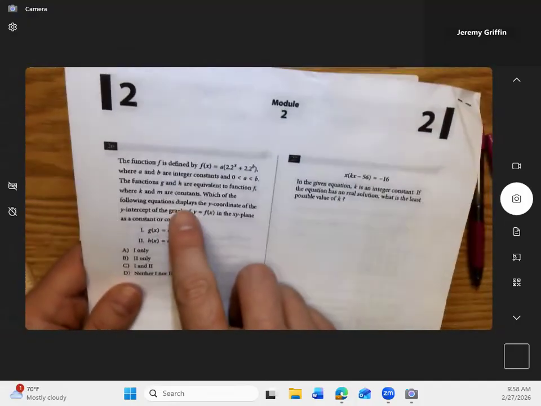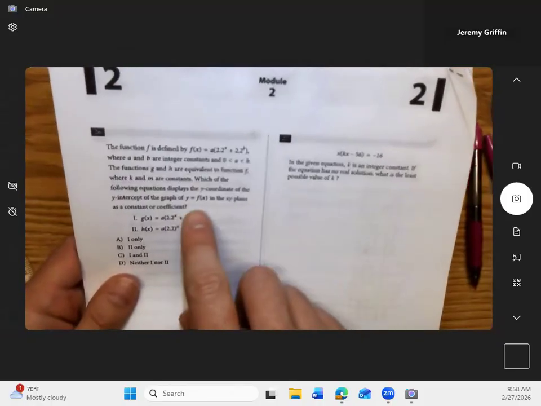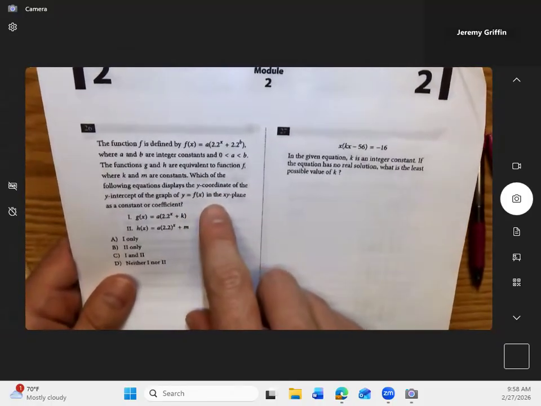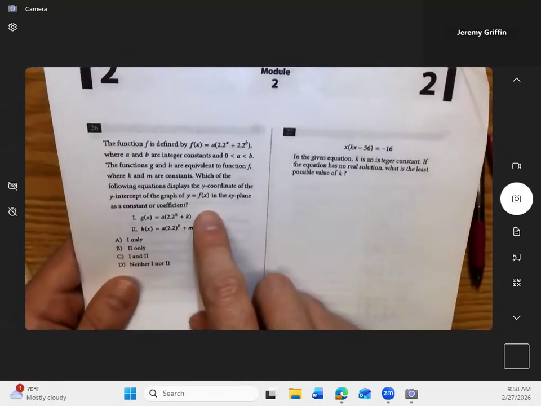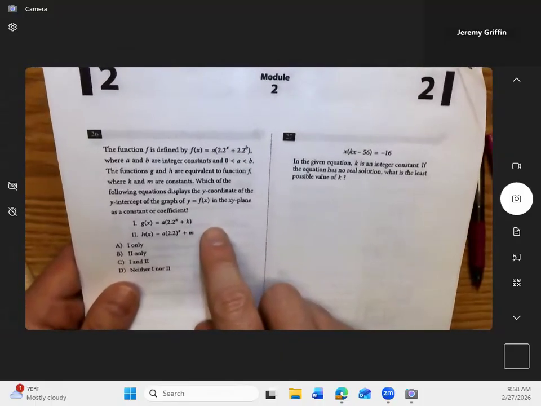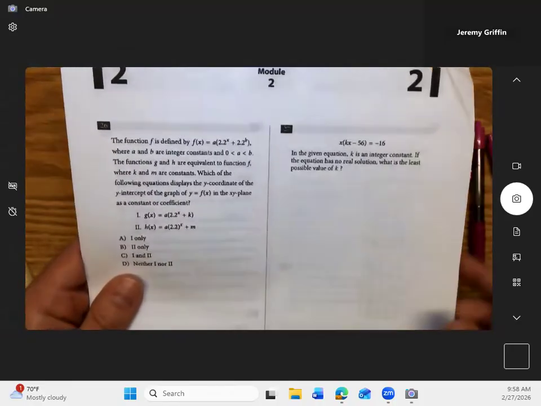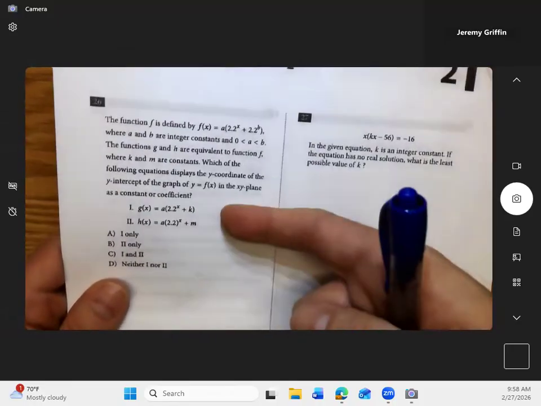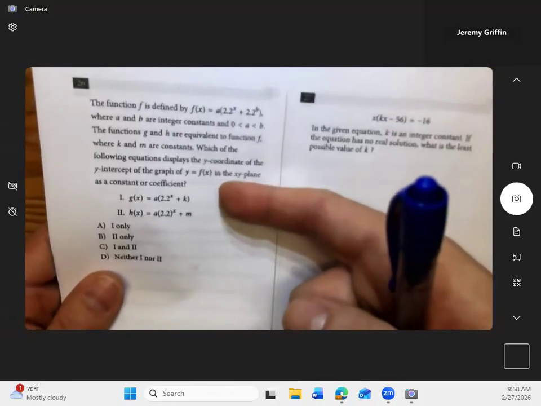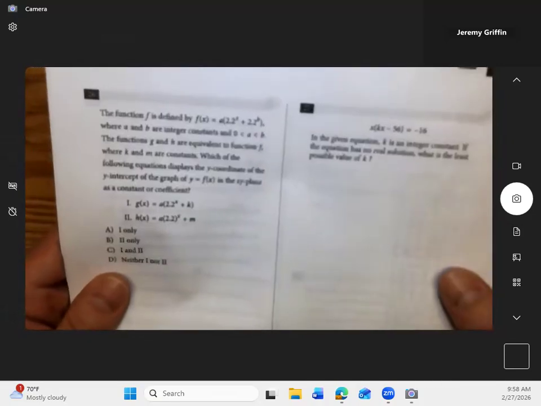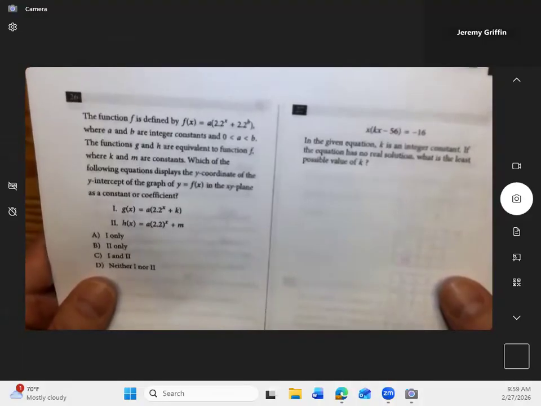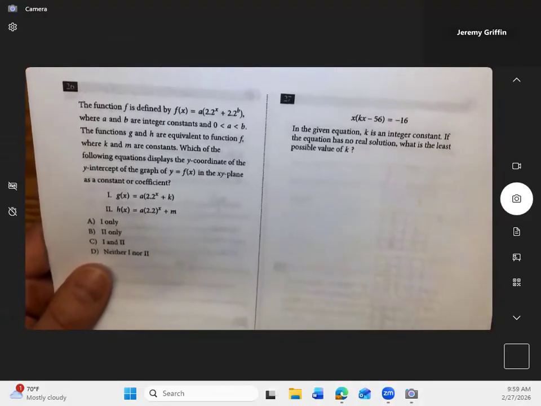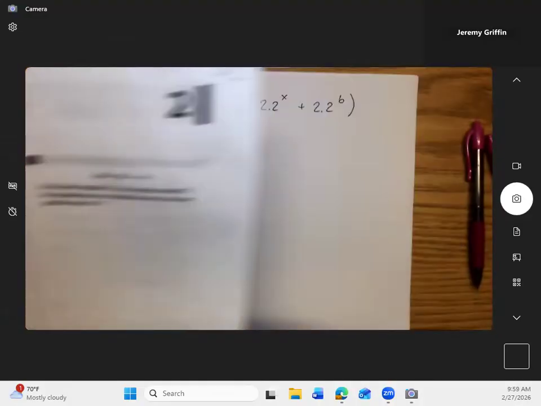Which of the following equations displays the y-coordinate of the y-intercept of y equals f of x in the xy-plane as a constant or a coefficient? That's a constant or coefficient. Right. So yeah, I see g and h look kind of similar, but they've got a k and an m thrown in there. Right. So, represents the y-intercept. Well, what could these basically look like?